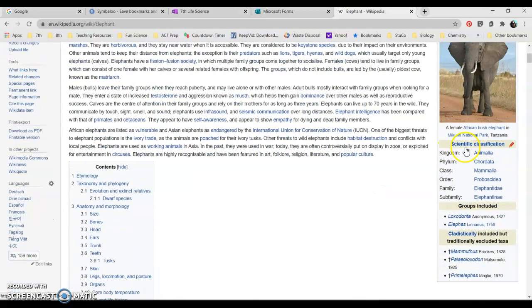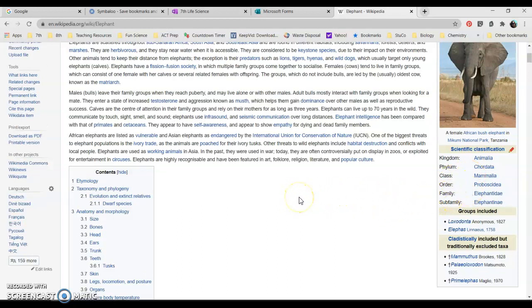And I'm going to look over here and I will see kingdom, phylum, class, order, family, and then subfamily. We're going to ignore subfamily because that's not part of our main taxonomic ranks. I don't have genus or species on there, so this isn't very specific. All right, so I am going to look for a different species of elephant.